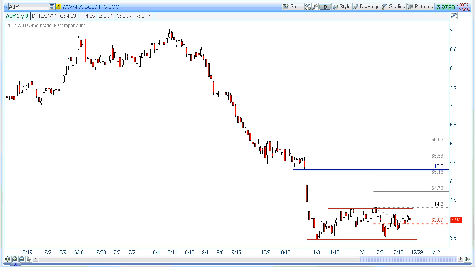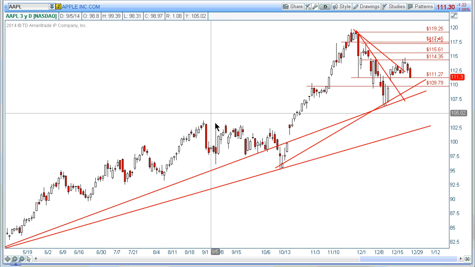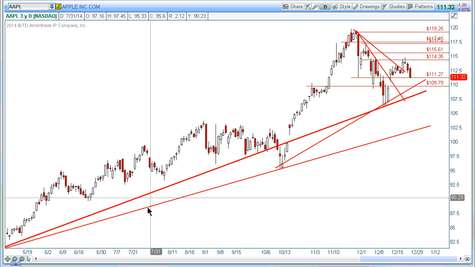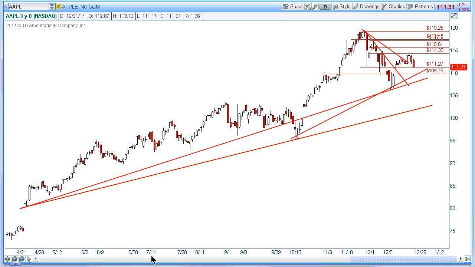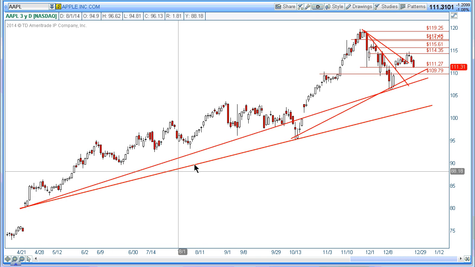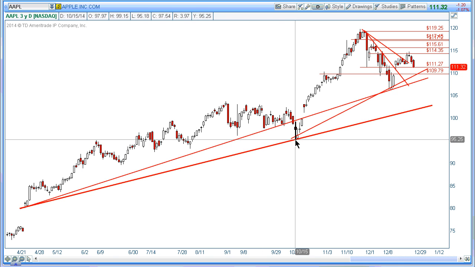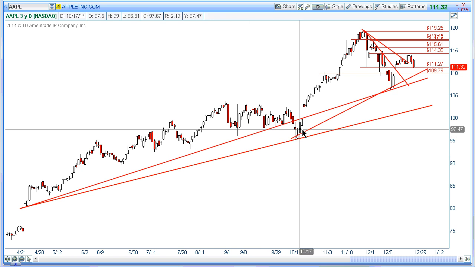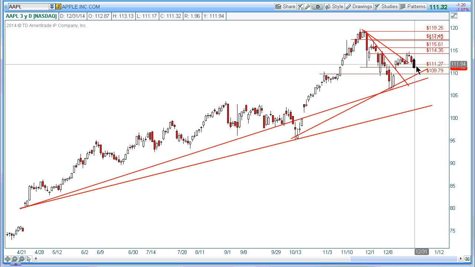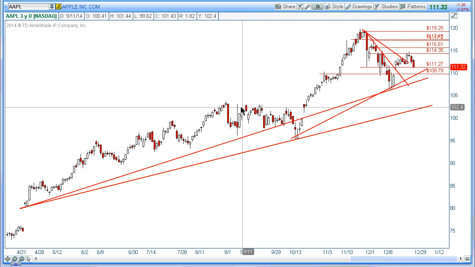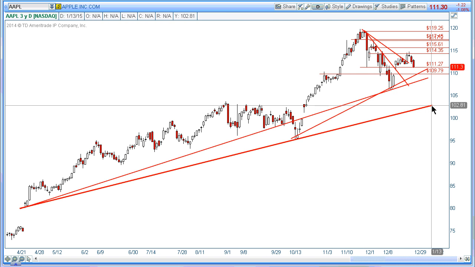Let's take a look at some other momentum stocks that we've been watching. The first one is Apple. I've got a lot of lines here on Apple, but essentially we're looking at this trend line. If it comes back down, we're looking at it to come down to about this 103 area.